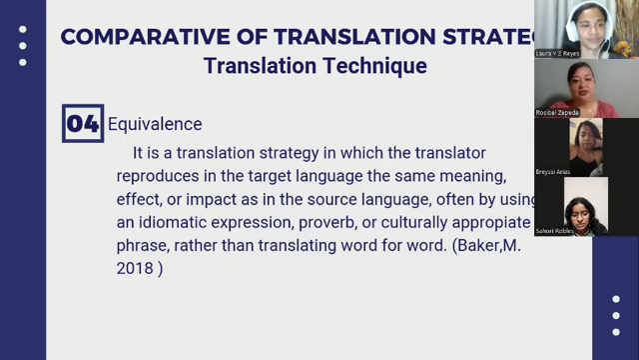Another translation technique is equivalence. That is a translation strategy in which the translator reproduces in the target language the same meaning, effect, or impact as in the source language, often by using an idiomatic expression, proverb, or culturally appropriate phrase rather than translating word for word.